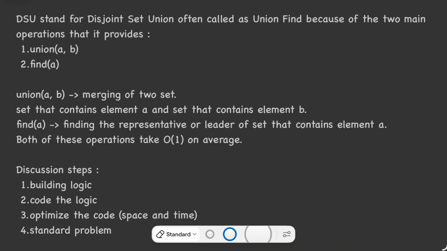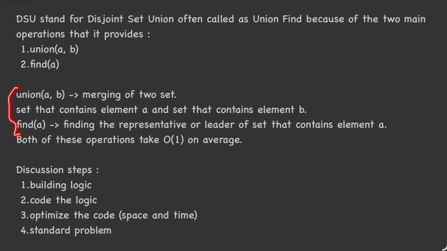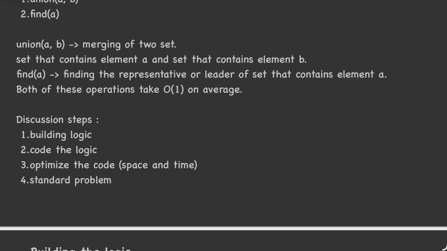Once these two definitions are clear, we need to look at the time complexity as well. Both of these two operations should take a constant amount of time on average. That means O(1) time on average. Once the requirements are clear, we will discuss DSU in the following steps.